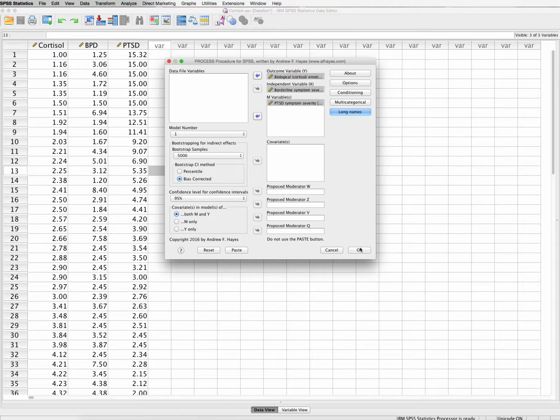It is always good practice to allow this, and then it won't give you errors if the variable names are long. And instead of hitting OK, since I need the syntax, I am going to hit paste, because if I hit OK, it doesn't provide me the syntax. So I'm going to hit paste.